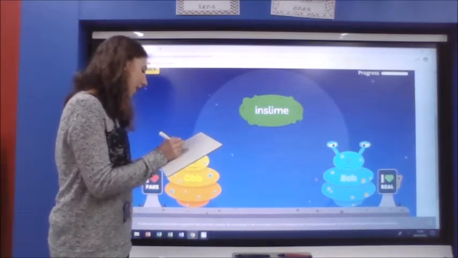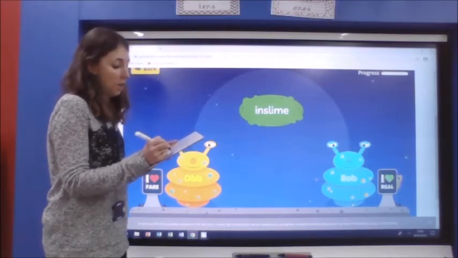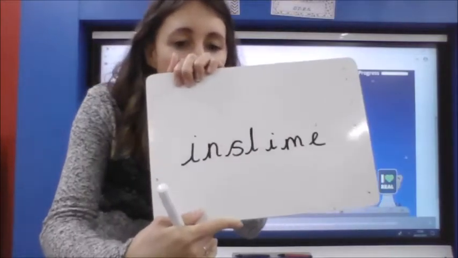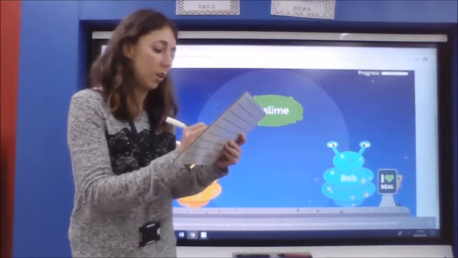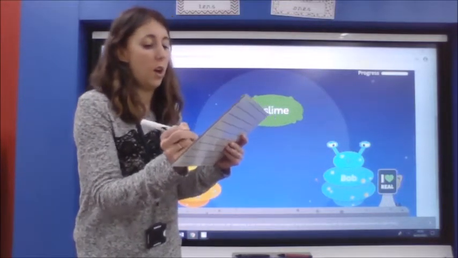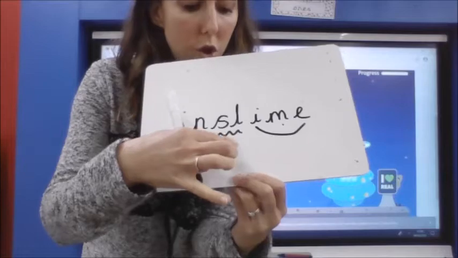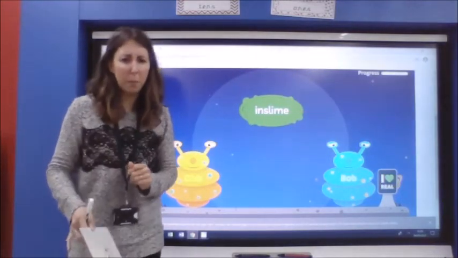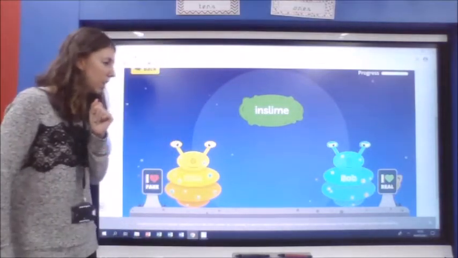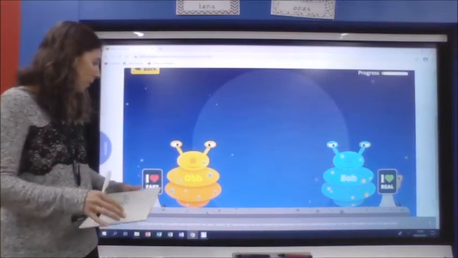So we've got I-N-S-L-I-M-E. I'm going to put my sound buttons under. In, slime. You can be in slime, two separate words, but inslime, one word. What do we think? Obb or Bob? That's an Obb word, isn't it? I think that's an Obb word.